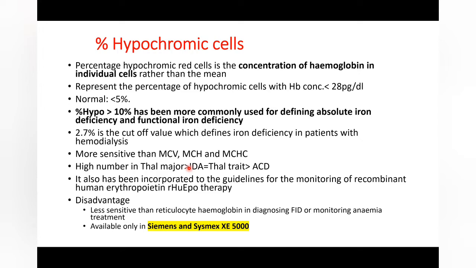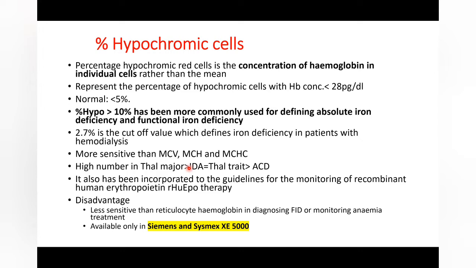So coming to the next parameter, which was again suggested by the kidney guidelines, that was percentage of hypochromic cells. This percentage of hypochromic cells is actually the concentration of hemoglobin in individual cells rather than the mean. Whenever we are taking the mean of all the cells together, that was given by the Ret-He parameter. But when we talk about an individual cell, how much is the concentration of hemoglobin in an individual cell, it is the percentage hypochromic cells.